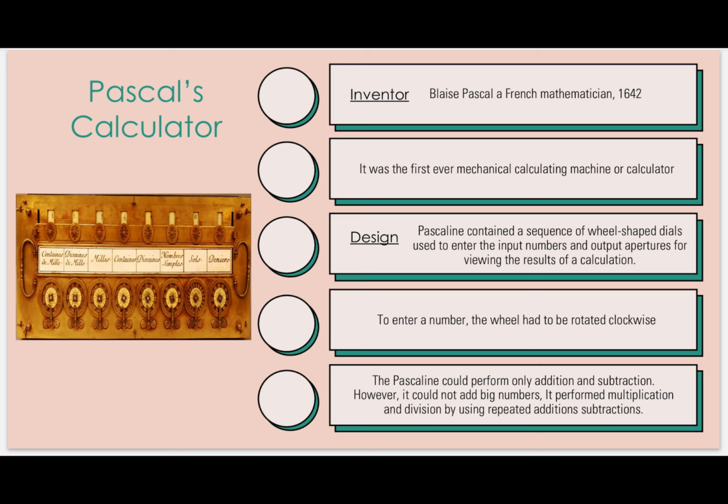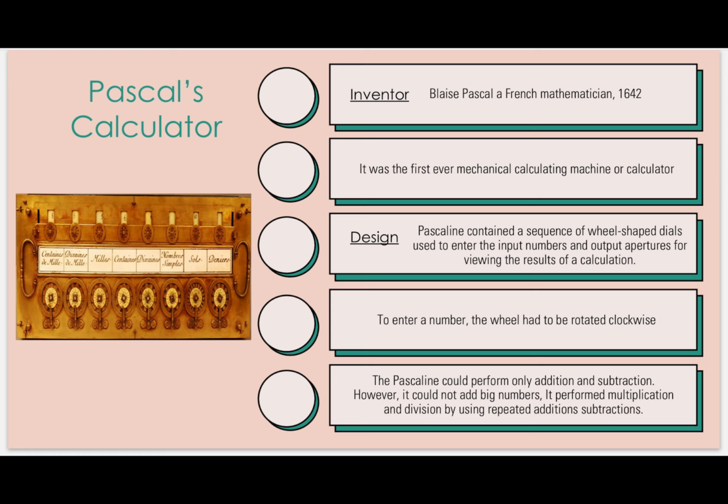Design: the Pascaline contains a sequence of wheel-shaped dials. You can see these wheel-shaped dials, used to enter the input number, and the output apertures. With the help of these wheels we can input numbers. To enter a number the wheel has to be rotated clockwise. In which way? Clockwise, means in the direction in which our clock moves. In the exam they will ask you; you should write rotate in clockwise direction.